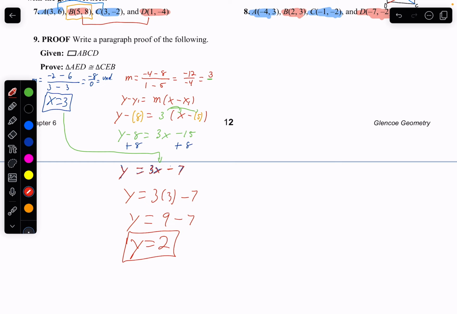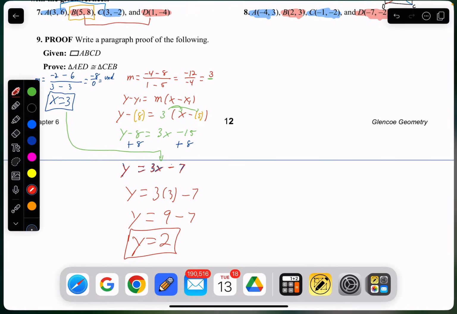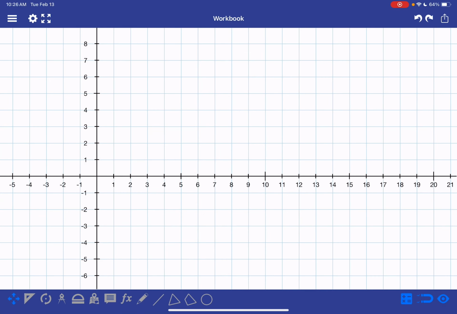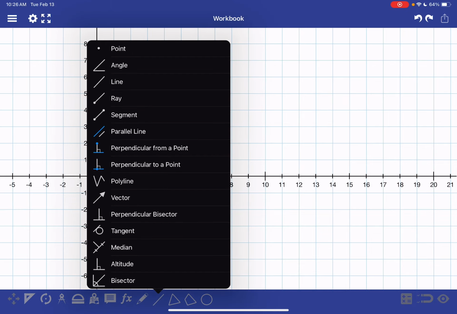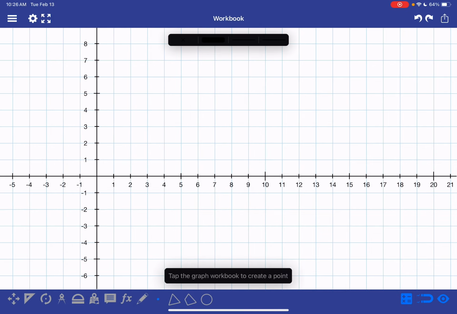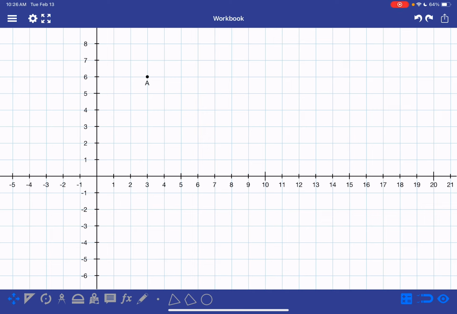Now you have access to Desmos, and the back of your dry erase board that you have in the classrooms has coordinate grids. So it would have been a lot easier if I could just go to the grid and solve the problem using the grid. So let me give you a demonstration of how that looks. I'm going to do exactly the same problem. I am going to put point A. It was at 3, 6. That is point A.